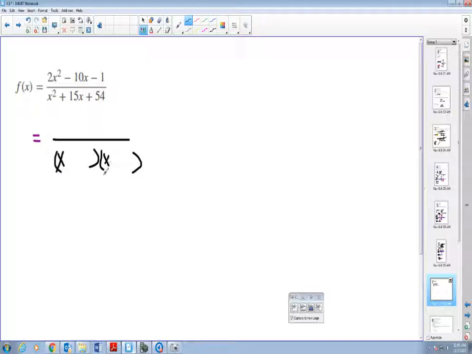4 times what? 9, 5, excuse me, 6 and 9. 6 times 9 is 54. 6 plus 9 would be 15 in the middle. Alright, let's see if I can factor the top. No, there's no way. 2 and 1 can never come up with a 10. Alright, so my vertical asymptotes are x equal to negative 6 and x equal to negative 9. I got 2 vertical asymptotes.